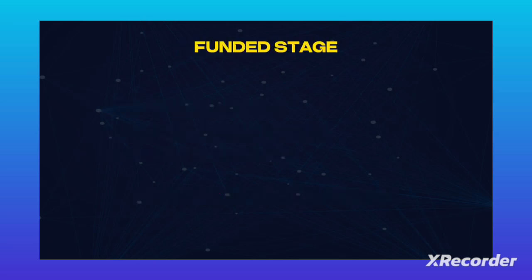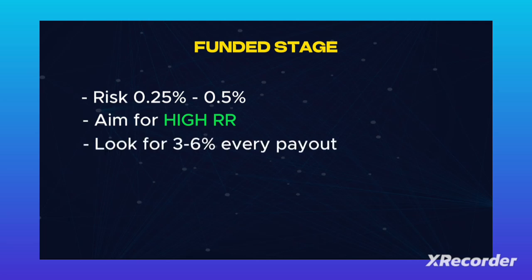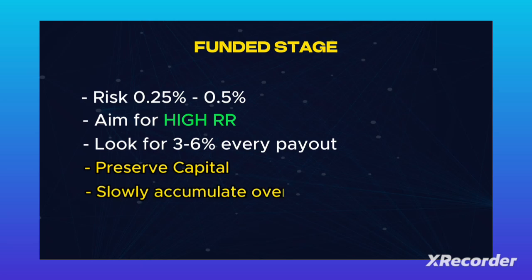On the funded stage, I risk 0.25% to 0.5%. Do not worry if it sounds too little, because one win using this strategy with a risk-to-reward ratio from 3 to even 11, as we have gotten in the video, will quickly add up. I suggest to not aim for more than 5% to 6% in payouts, as your risk increases. What you should look for is capital preservation and accumulation for the long term.